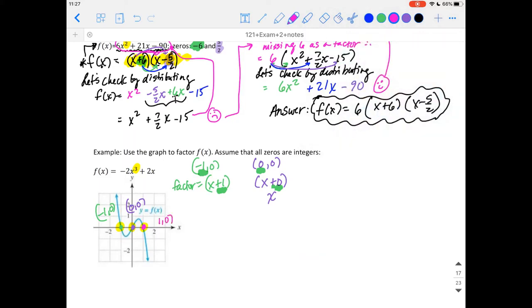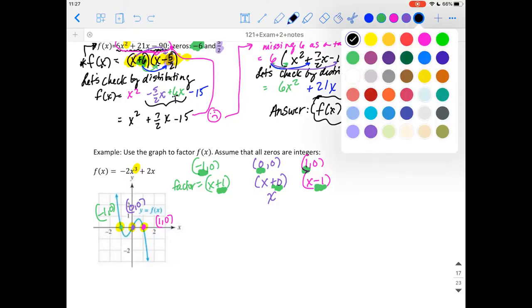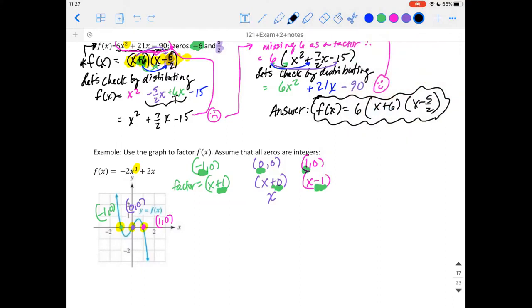This one right here, this point is (1, 0). So for (1, 0), the factor is going to be x minus 1. And again, this is 1, so the opposite in factored form is going to be minus 1. So far this is what we have. So let's check. I was going to say I didn't make that error, but I do it in every lesson.